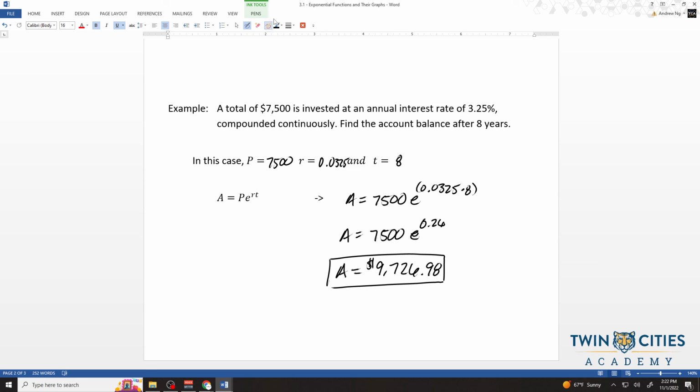Meaning, if you start with $7,500 and you put it into this account, you let it sit for 8 years and you don't touch it at all, you can pick it up after 8 years and you'll have $9,726.98 instead. Hopefully this helps you out with exponential functions and their graphs, as well as a real-world example of how this is actually used.